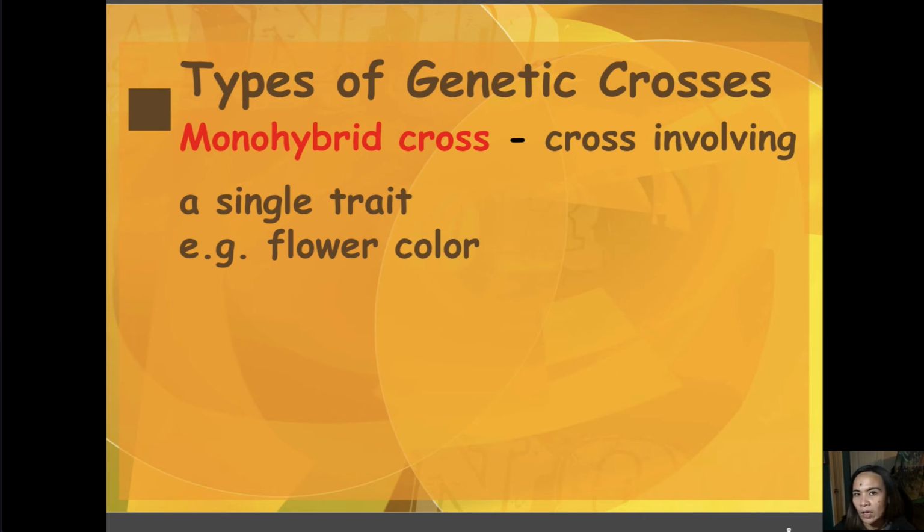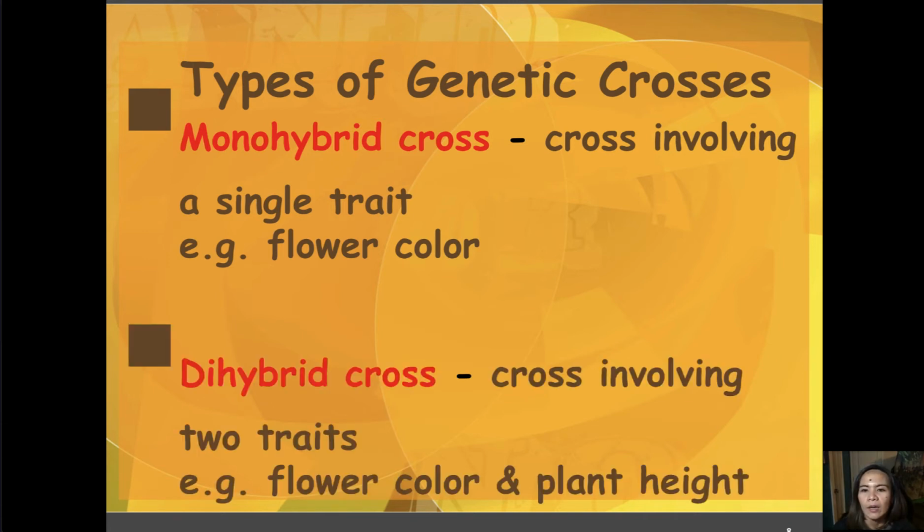We're also going to be talking about a monohybrid cross, which is a cross involving a single trait, for example, flower color. Or a dihybrid cross, which involves two traits. Let's say, for example, flower color and plant height.